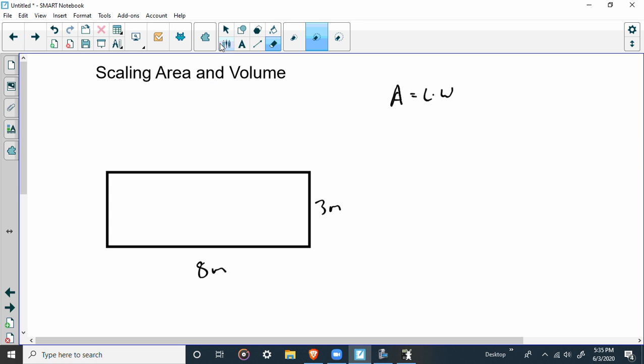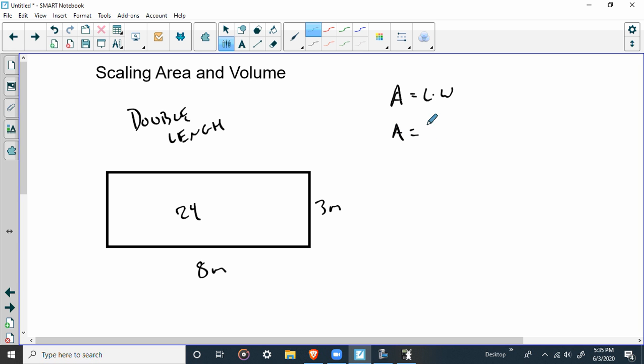This has an area of 24. What if I double the length? Let's take our original one, which is that our area is equal to 3 times 8, which is 24. So I'm going to say this is the length, which means I have to switch this around. Doesn't matter, it's all multiplication. It's commutative as well. So if I double my length, in other words, I make this 16, if I double this side, what's going to happen to this?